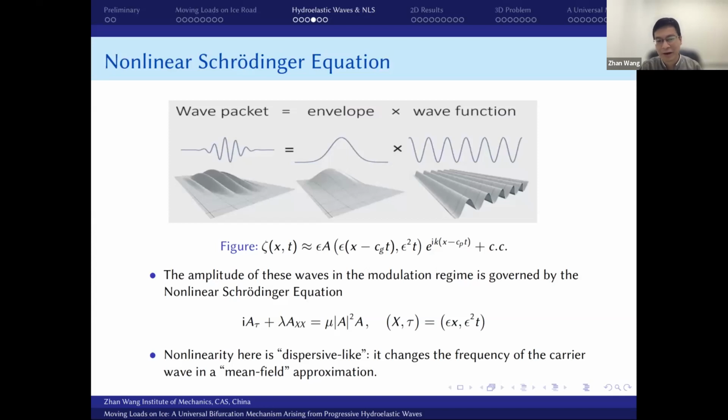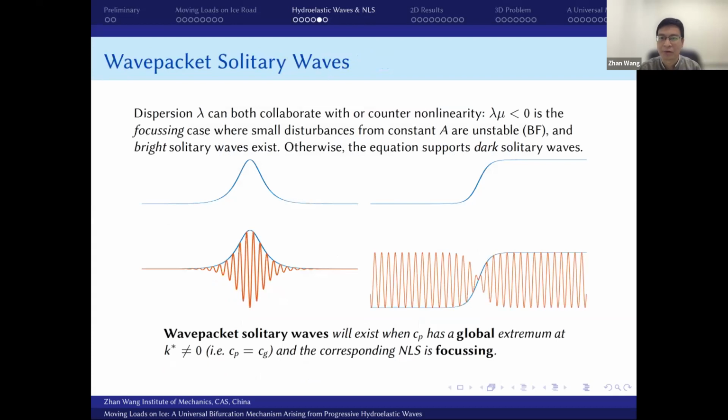The specific values of lambda and mu are not very important, but the combination of these two constants is important. So if lambda times mu is negative, then this NLS is called the focusing NLS, and the system is in the Benjamin-Feir unstable regime. And you can expect a solution that decays to zero in the far field. You have bright soliton solutions.